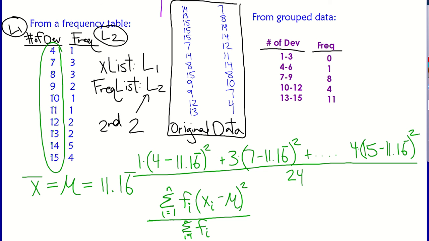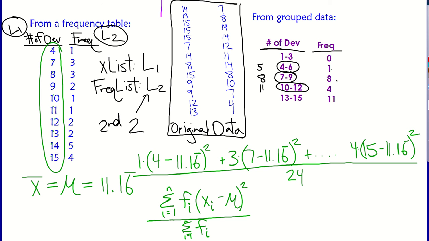For instance, for the number of devices for 4 to 6, the midpoint value of that interval is 5. So I would consider that 5 devices with a frequency of 1. I would consider 8 devices would have a frequency of 8. So there were 8 students that had 8 devices, we would say. There would be 4 students that had 11 devices.